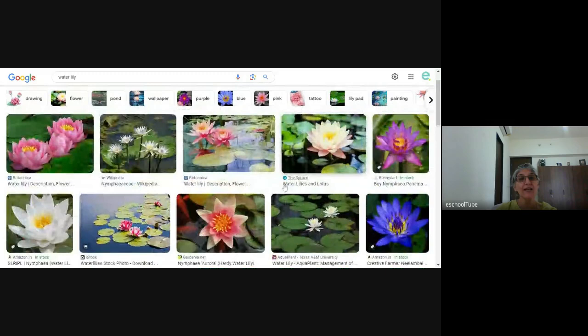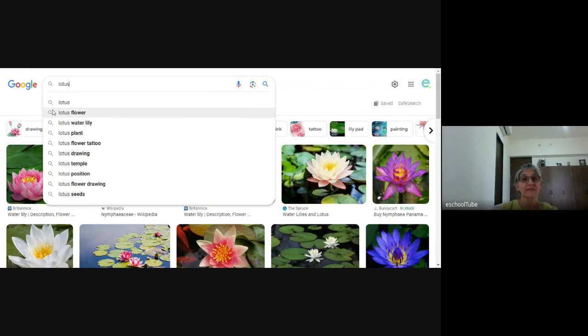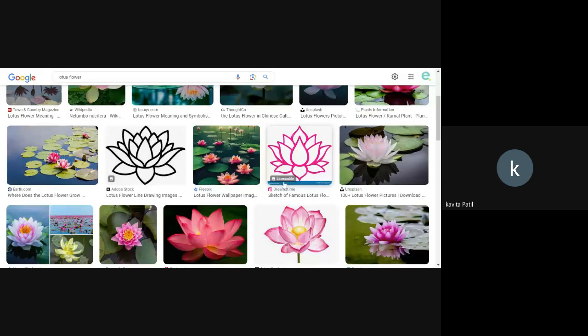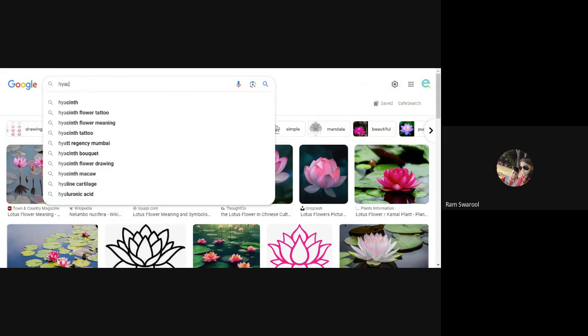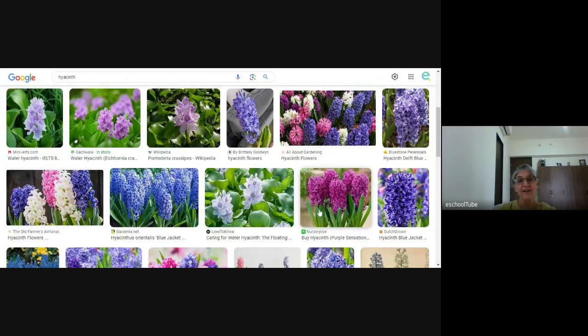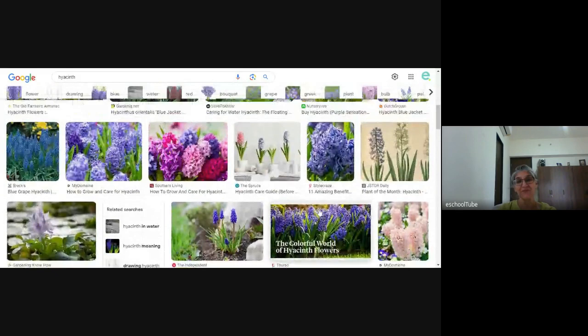And now let's look at lotus. These are also similar color, but the shape is different. And you see their leaves. Hyacinth, I'll show you that also. Ma'am, hyacinth is a long flower. Just look at it. So pretty. Even I didn't know what a hyacinth looks like. And these are water flowers.